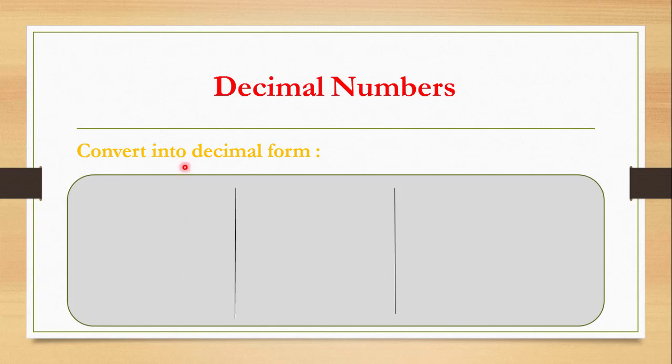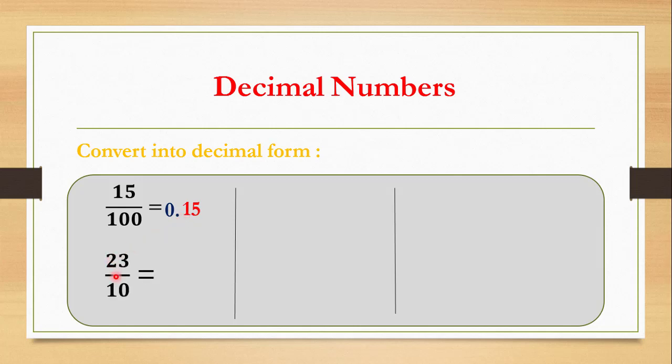Let's try to convert into decimal. The first one, 15 over 100. I have 2 zeros, so I write 15, then I'll count 1, 2, and I write the decimal point, and there is no whole number, so I write 0. So 15, then count 1, 2, and put the decimal point, and 0 as the whole number. Okay, so we have 0.15.